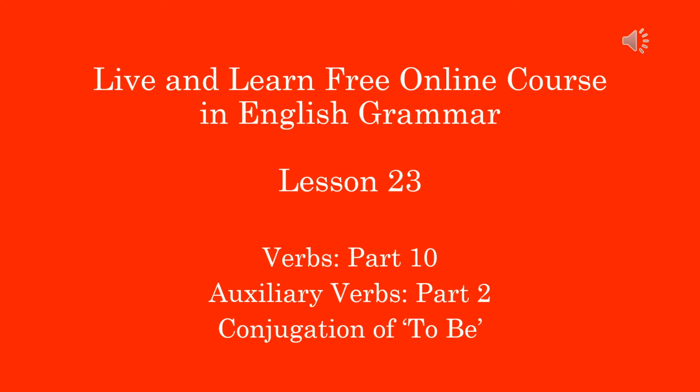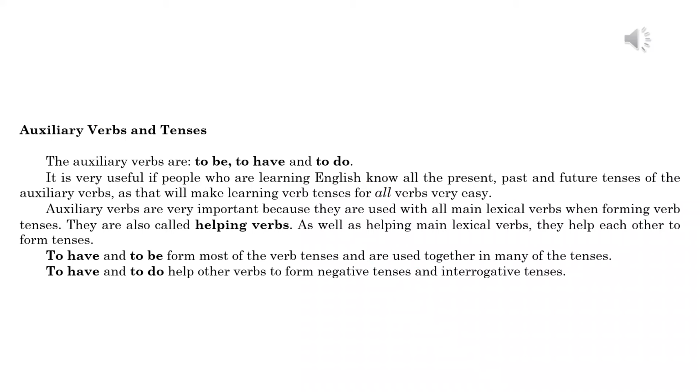Live and Learn free online course in English grammar. Lesson 23. Verbs, Part 10. Auxiliary verbs, Part 2. Conjugation of to be. Auxiliary verbs and tenses. The auxiliary verbs are to be, to have, and to do.